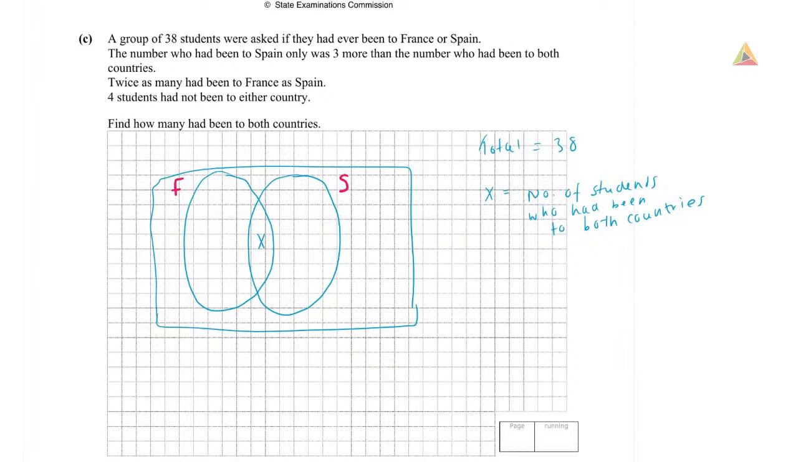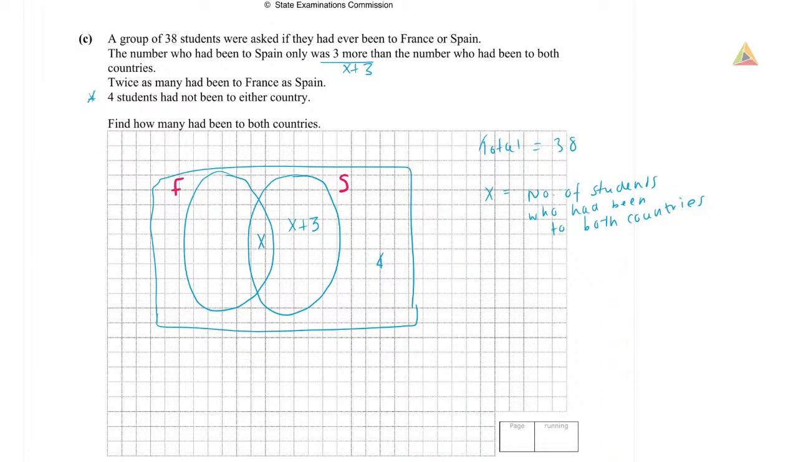Now we are told that the number who had been to Spain only was 3 more than the number who had been to both countries. So if X was the number of students that had been to both countries, and it's 3 more than X, then the number that's going to be in Spain only is X plus 3. Now let's look at this piece of information. 4 students had not been to either country, which means 4 is going to go out here.